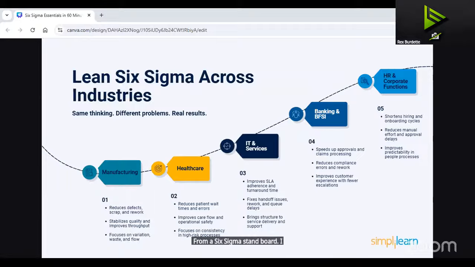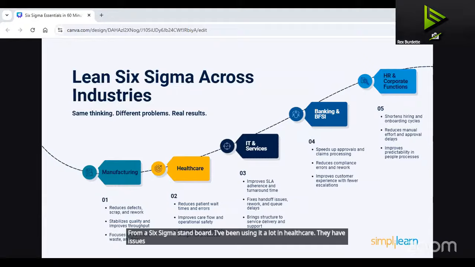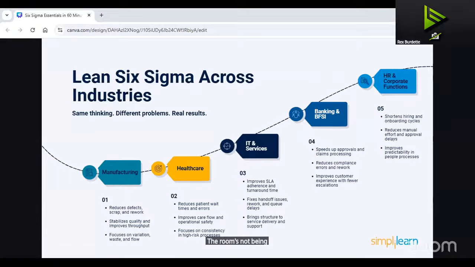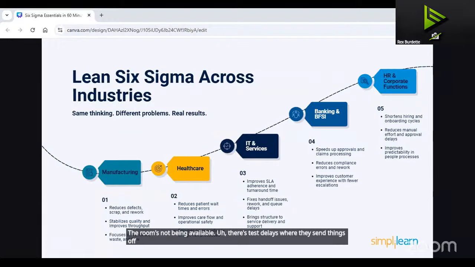I've been using it a lot in healthcare. They have issues like people missing appointments. They're trying to use apps now to schedule yourself appointments, but then the apps have problems with the rooms not being available. There's test delays where they send things off. That affects healthcare. Waiting room times, people waiting, the ER is full, but they're waiting to be admitted to a care.